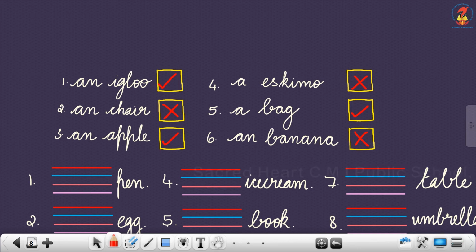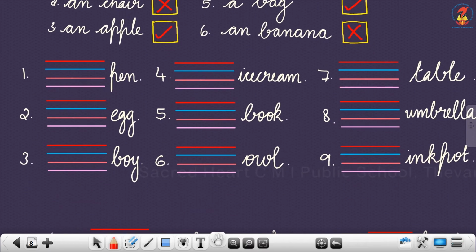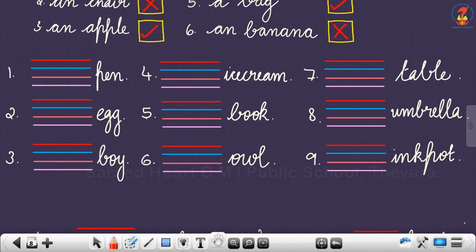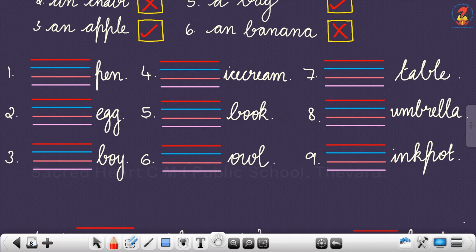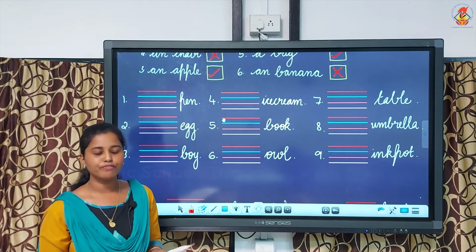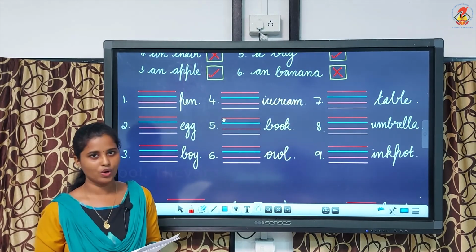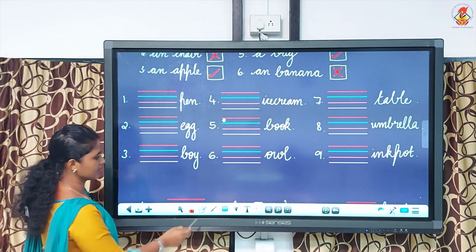Very good. Now we are going to the next activity, that is you should write the correct articles before the words given there. Okay, the first word is, what is the first word?